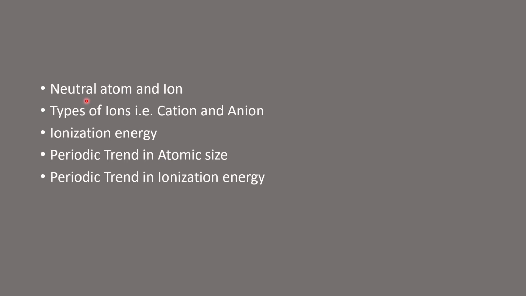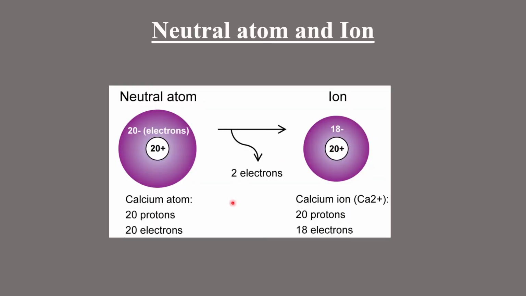In this video, you will learn about the difference between neutral atoms and ions, and the types of ions, that are cation and anion. You will learn about ionization energy and periodic trends in atomic size and ionization energy. Let's see the difference between neutral atoms and ions.